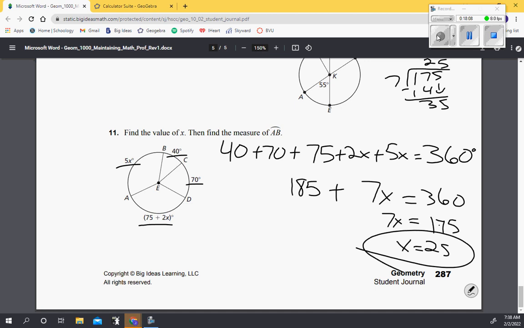Now I have to find AB. Just have to plug x in right here. 5 times 25 is 125.